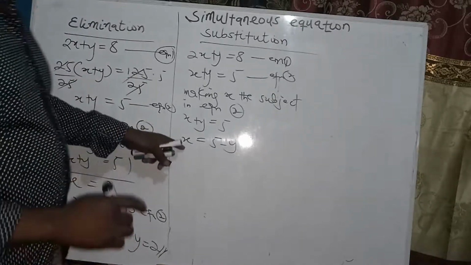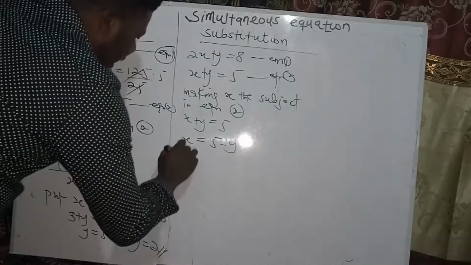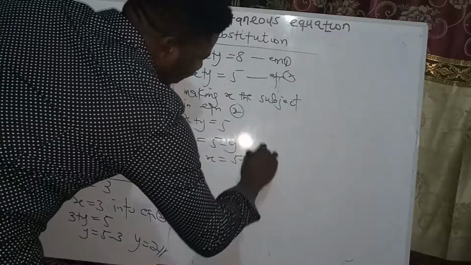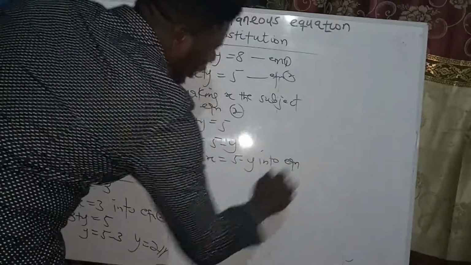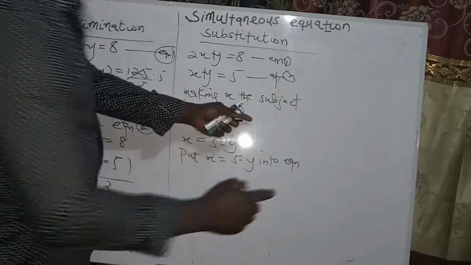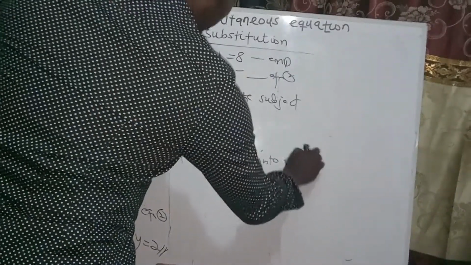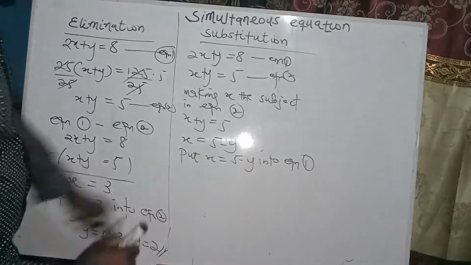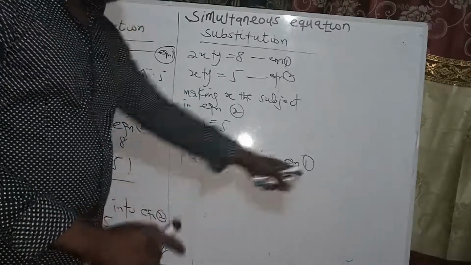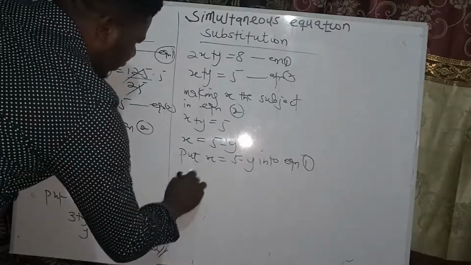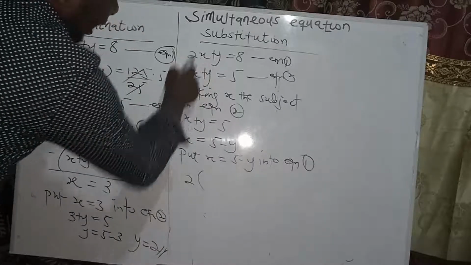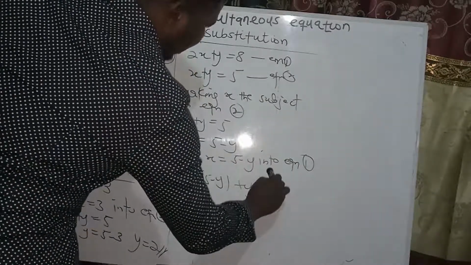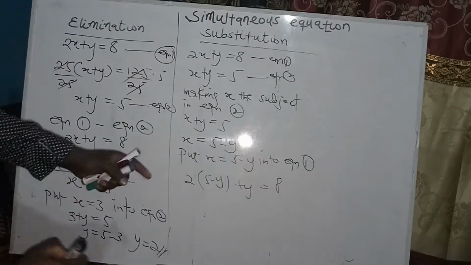So as I've gotten x to be 5 minus y, I now put x equals 5 minus y into equation 1. First I used equation 2, so let me put it into equation 1. You see how things are going. So at this point, I am putting x into equation 1. So see what is going to happen. So I have 2 here. The x here, I'm replacing it by 5 minus y, plus my y equals 8. This is how substitution is done.